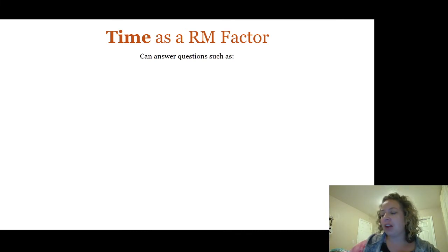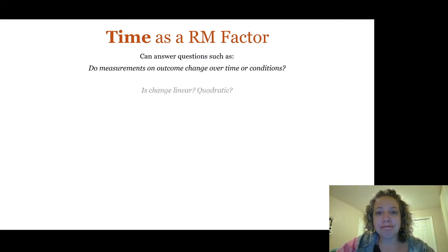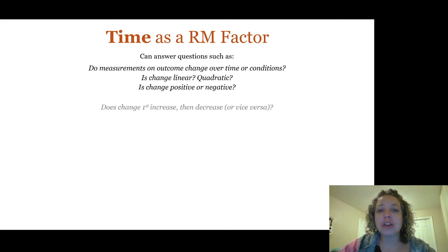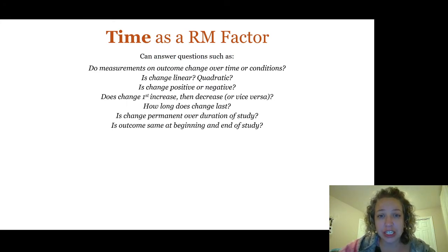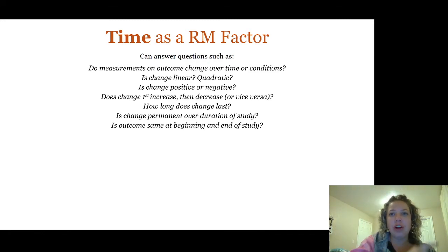So first, let's start with the longitudinal design. These are the ones where we have time as the repeated factor. We can answer questions like, do the measurements on an outcome change over time or under different conditions? We can also go further. We can say, is that a linear change or a quadratic change?